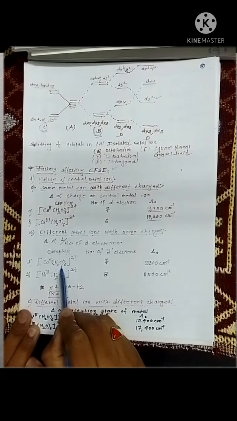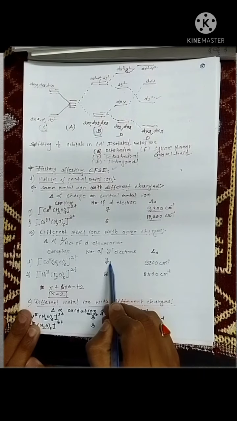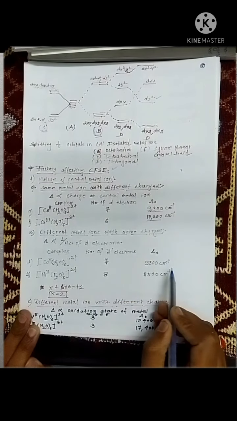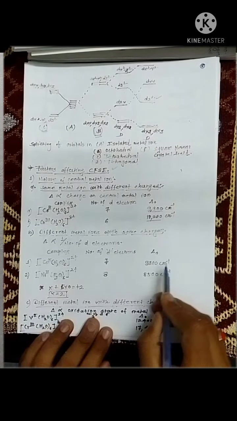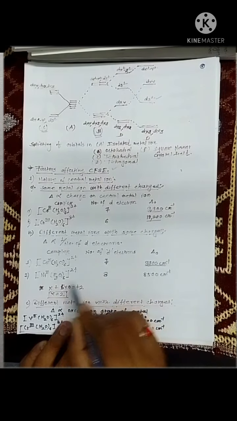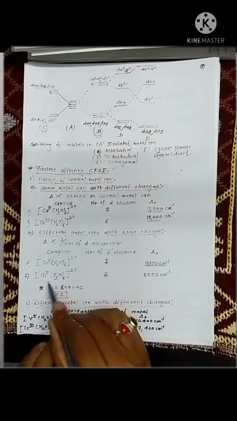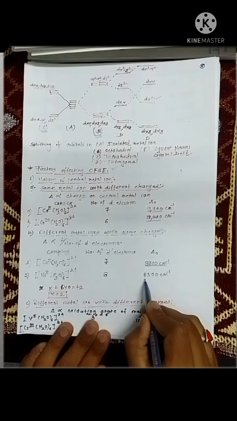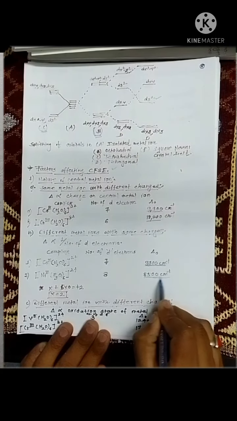So cobalt 2 plus has less number of electron in d orbital. That's why its CFSE has high value. It is 9,300 centimeter inverse, while in hexaaqua nickel 2 plus its CFSE is 8,500 centimeter inverse.